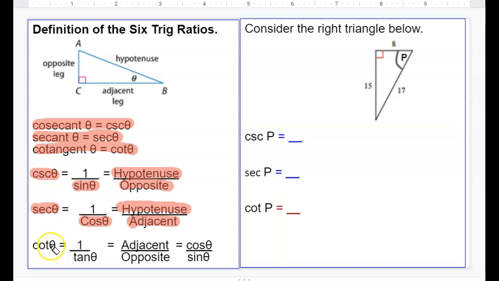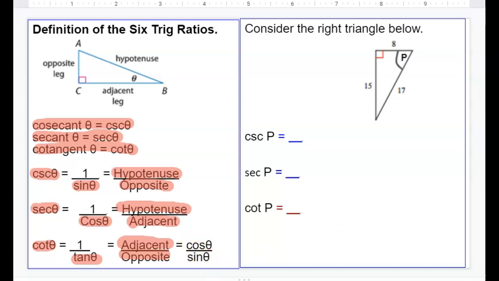And then similarly, cot theta by definition is 1 over tan theta. And we know that tan theta is opposite over adjacent. So 1 over that means you flip it around, and then we'll have adjacent over opposite. And if you go by the definition of sine and cos, then it will be cos theta over sine theta.